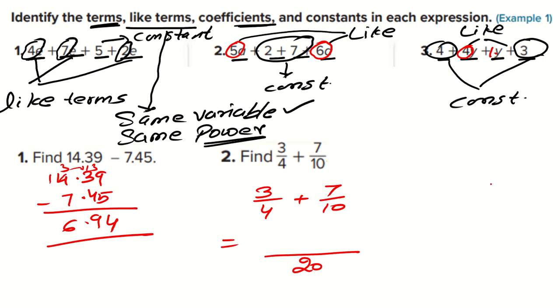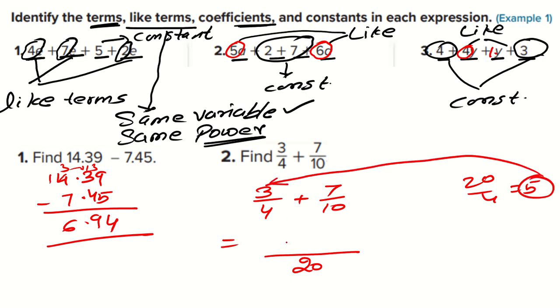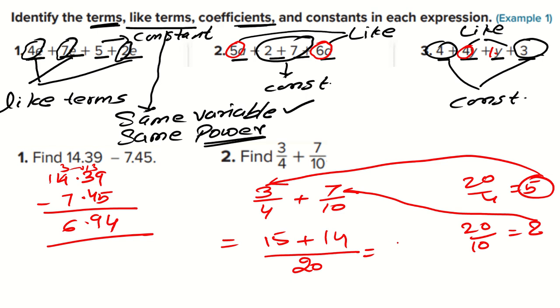Now what next? Divide 20 by 4. What will you get? 5. Now multiply this 5 with this numerator. So 3 multiplied by 5 is 15, plus the same procedure you will do for this also. 20 divided by 10 is 2, and then this 2 will be multiplied with 7. So 2 sevens are 14. 15 plus 14 is 29 over 20.